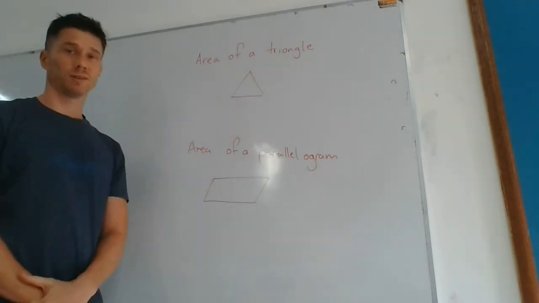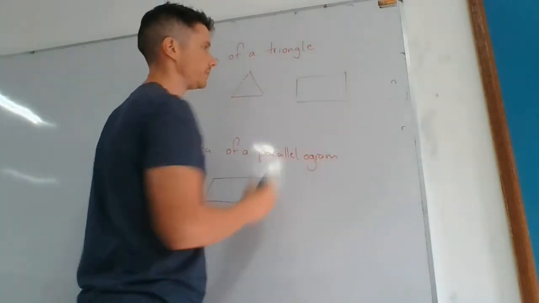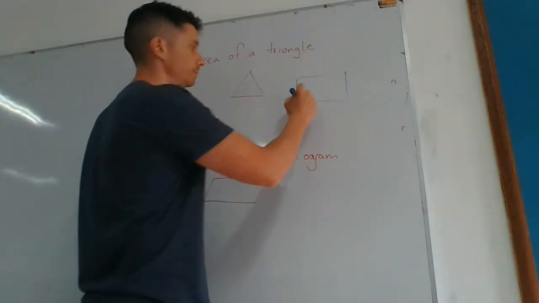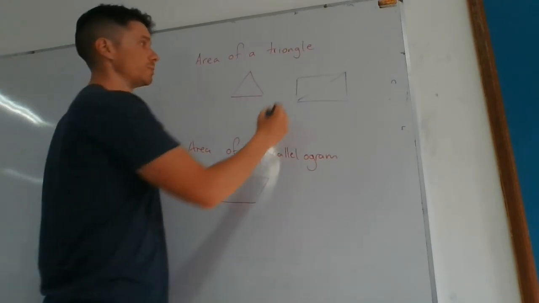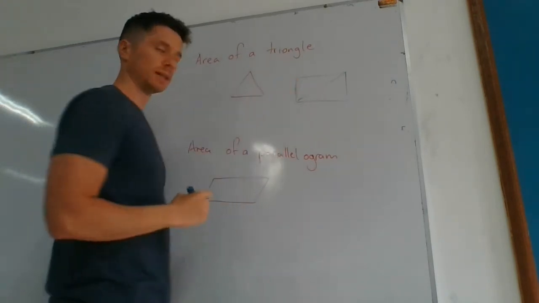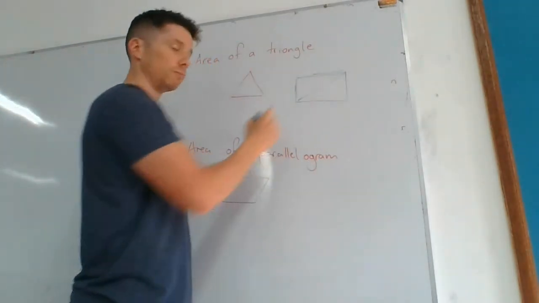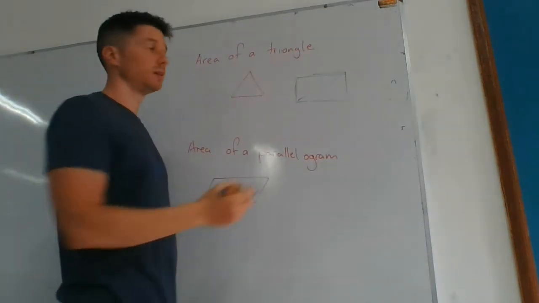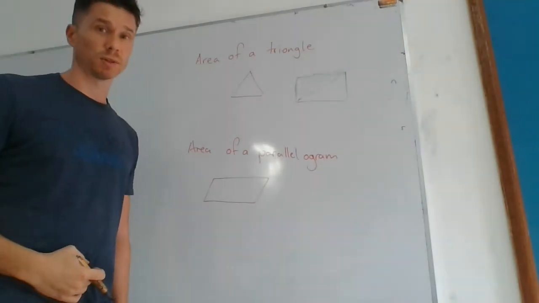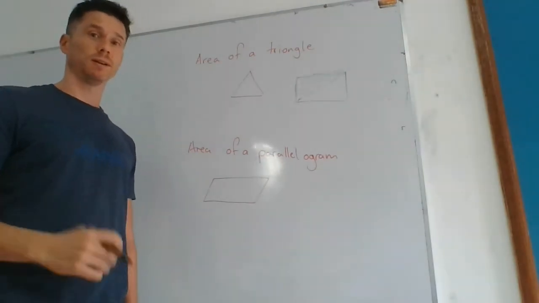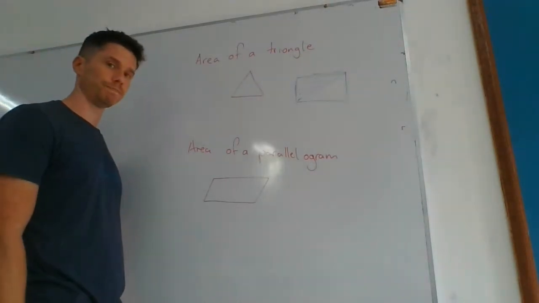The area of a triangle is very similar to the area of a rectangle, because if we drew a rectangle and cut it in half diagonally, we have two triangles. If I were to multiply this length by this width, I would get the area of the whole rectangle, and if I half it, I would get the area of one of these two triangles. That's basically what the area of a triangle formula is: half the base times the height, because it's half a rectangle.